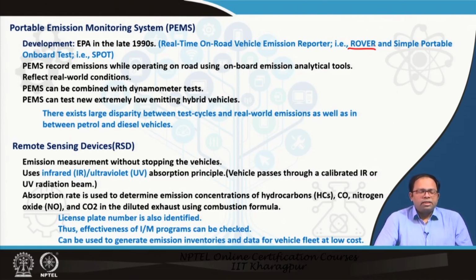And this kind of test shows that there is a huge disparity between actual test cycles and real world emissions. That means the way a vehicle has been tested in the laboratory and certified that it emits so much, or even in stationary conditions where we just rev it and it gives certain emissions, in the real world when it actually rolls or runs, it gives out much higher emission values. And these values vary significantly, not only for different amounts of acceleration and deceleration, but also between petrol and diesel vehicles as well.